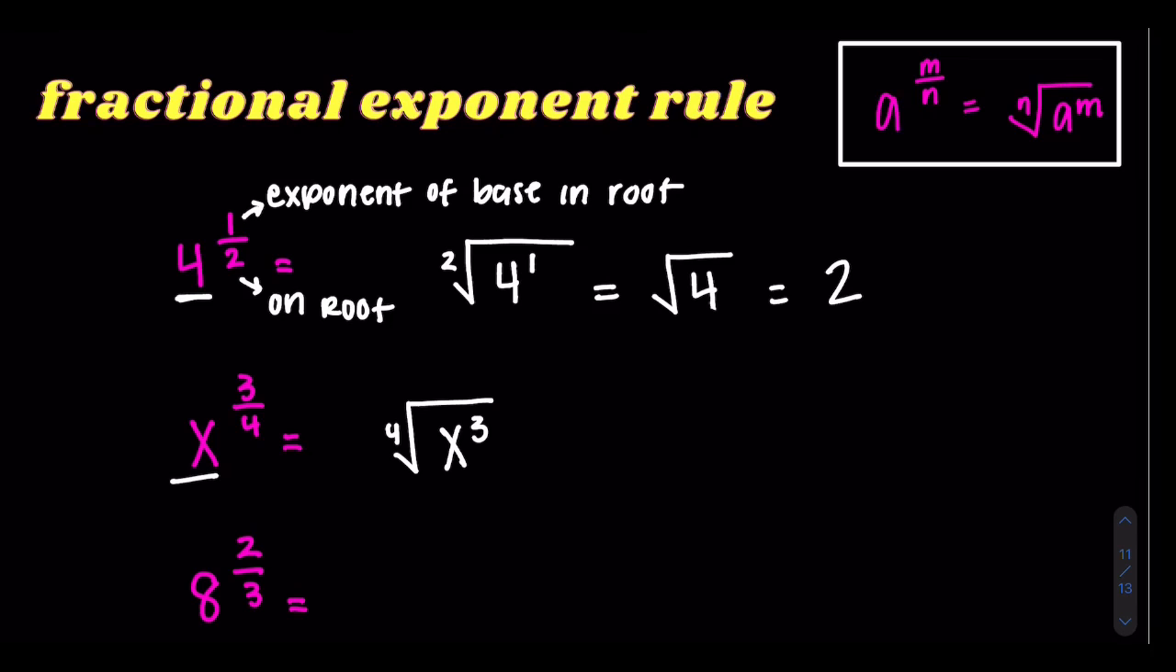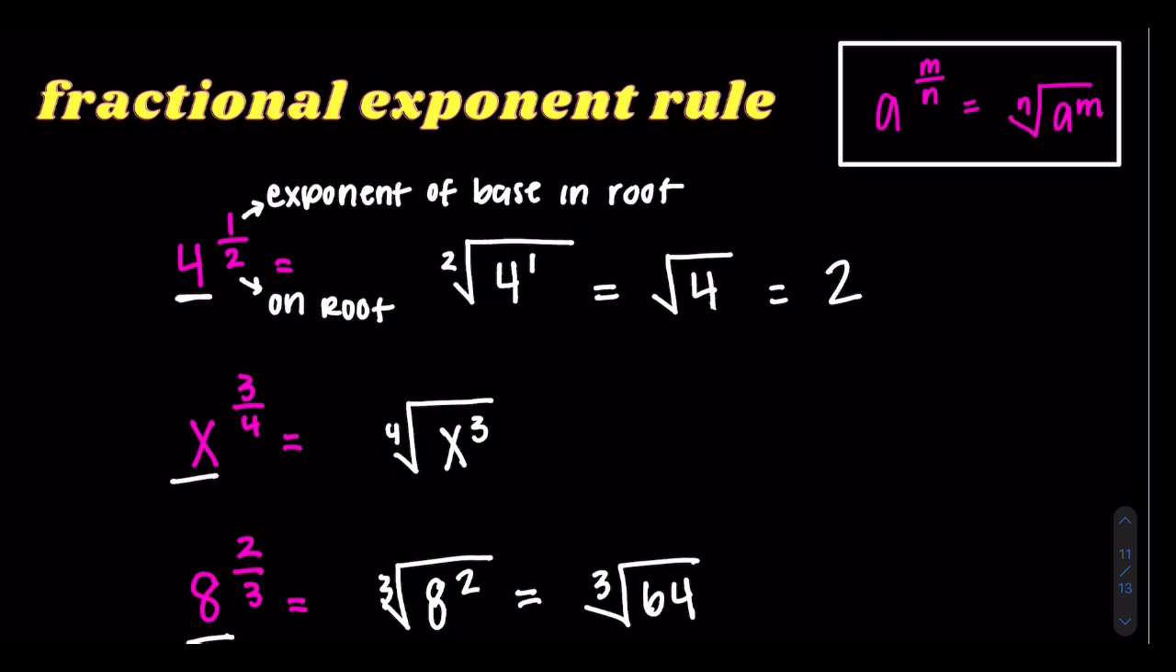For our final example, we have 8 to the 2/3 power. We're going to do the same thing here. Our base is 8, so we're going to put 8 inside of our root. Its exponent is going to be 2, and the outside of the root is going to have a 3. We can further simplify this by doing 8 squared, which is 64.